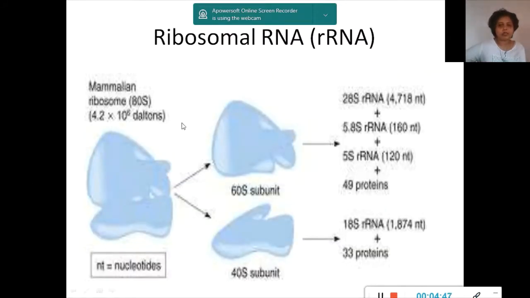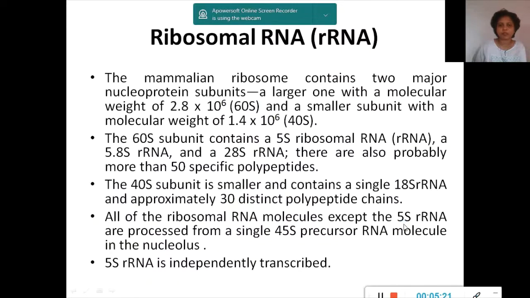Now, coming to the mammalian ribosomal RNA, the mammalian ribosome also has different subunits: the 60S subunit and the 40S subunit. Attached to the 60S subunit, there is the 28S ribosomal RNA, the 5.8S ribosomal RNA, and the 5S ribosomal RNA. And attached to the 40S subunit is the 18S ribosomal RNA. Various proteins are also associated with them.